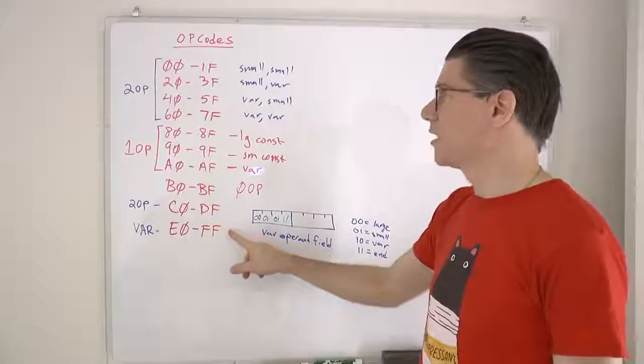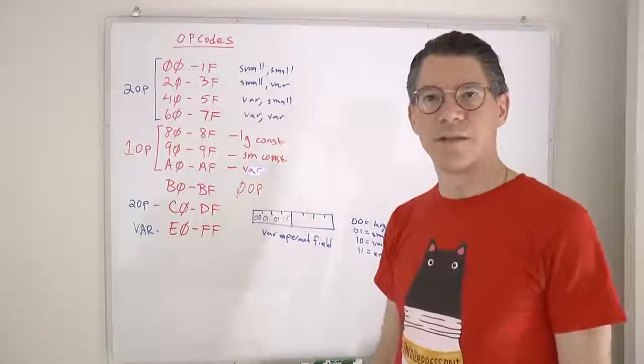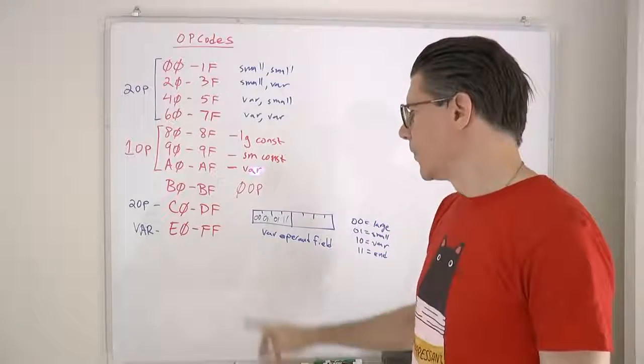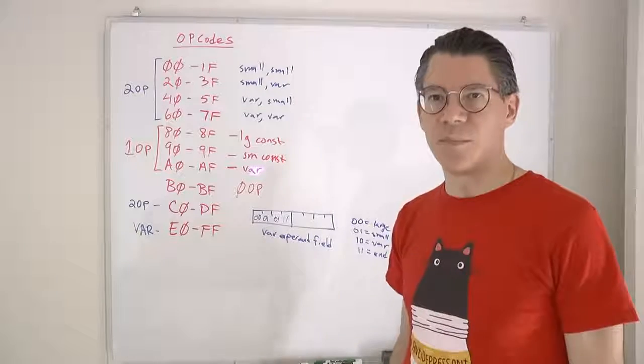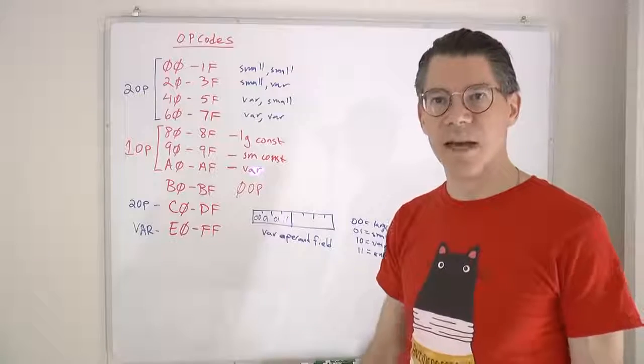Now, the very last section of opcodes that we're going to go over is called the variable operand instructions. They also take a variable operand field, so they can take anywhere from actually 0 to 8 operands.